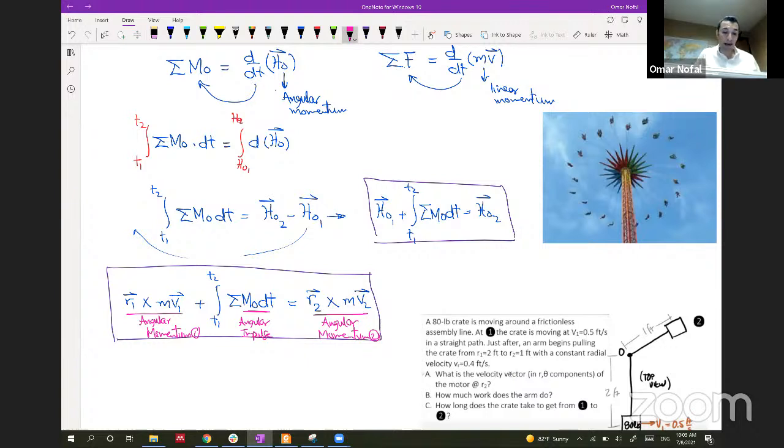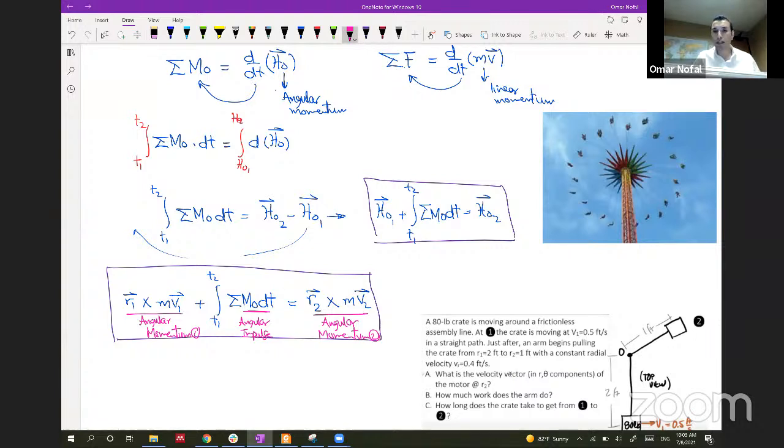So before we had linear momentum plus linear impulse equal to the linear momentum at position 2. Right now it's a little bit different, with moment and angular momentum. So this is the main equation that we need to use.